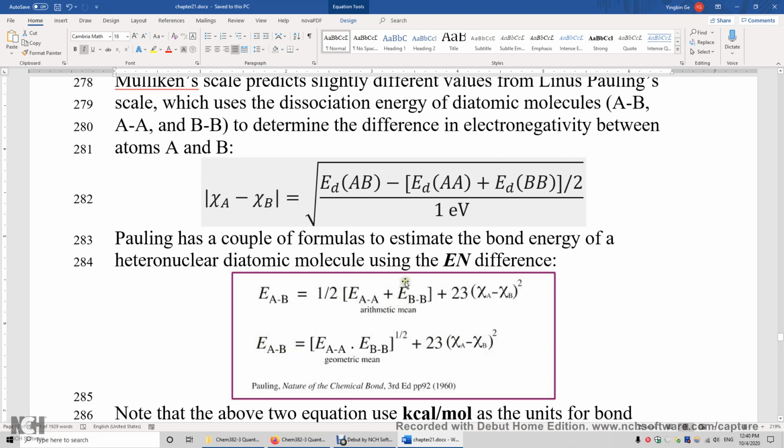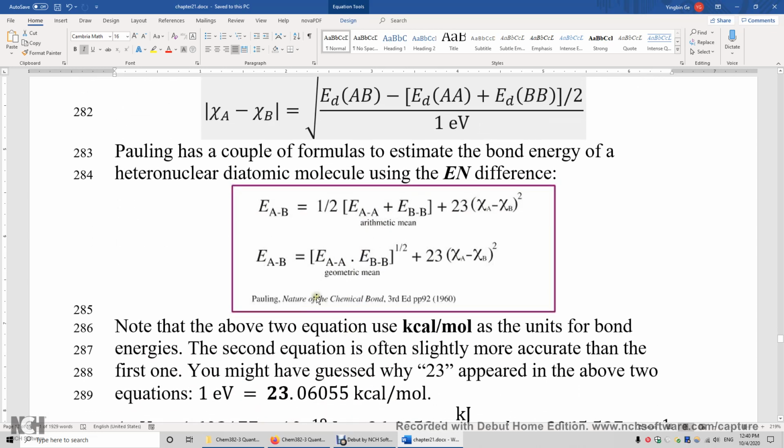And over here, he used the arithmetic mean of the AA bond energy and the BB bond energy. This is called the geometric mean of the bond energies of AA and BB. So he proposed both equations. The second equation is often slightly more accurate than the first one.